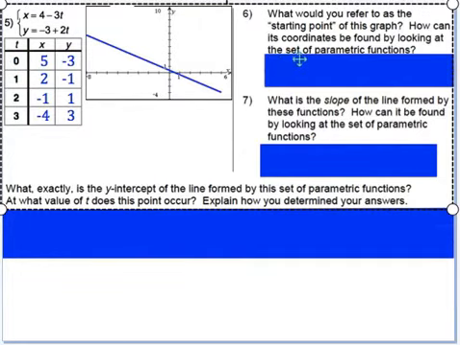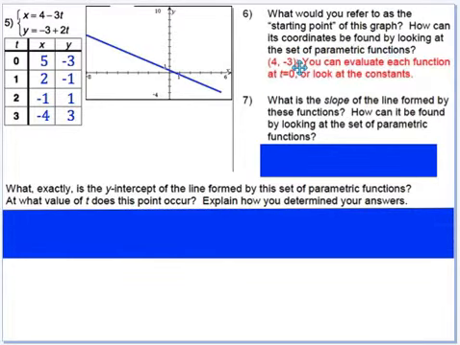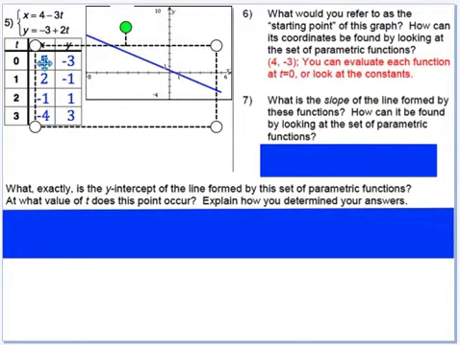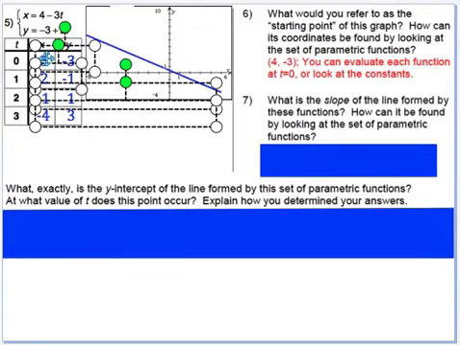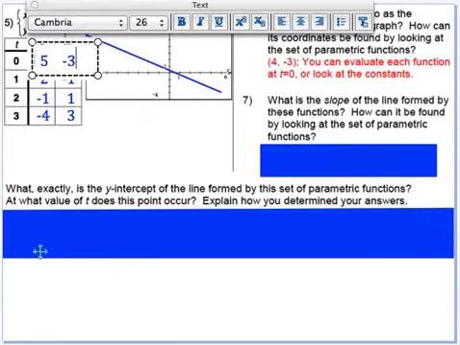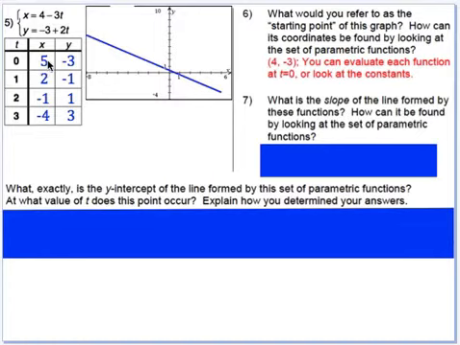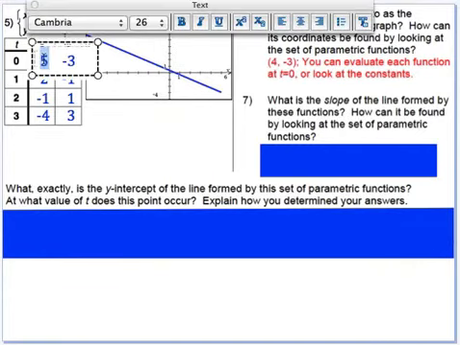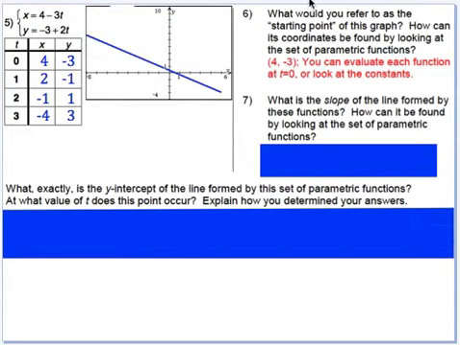When t is 0, what are the coordinates? And if you look, I have a typo on my screen right here. This should be a, hold on. There. Sorry, guys. This should be a 4, not a 5. There we go. All right.